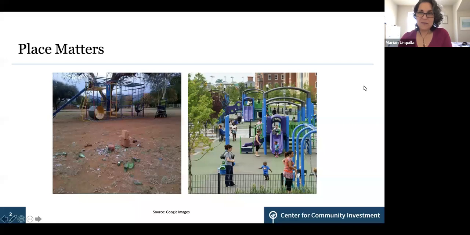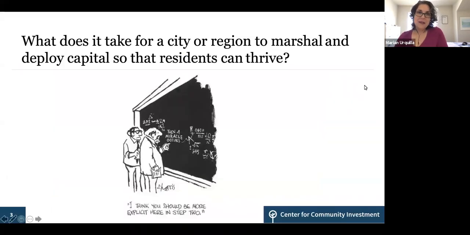So I know that we have in the next slide this great question. What does it take for a city or region to marshal and deploy capital so that residents can thrive? And then we include here what is one of my favorite ever New Yorker cartoons, where there is a problem on the left and a solution on the right, and there's something in the middle where it says, then a miracle occurs, and the professor is saying, I think you should be more explicit here in step 2.